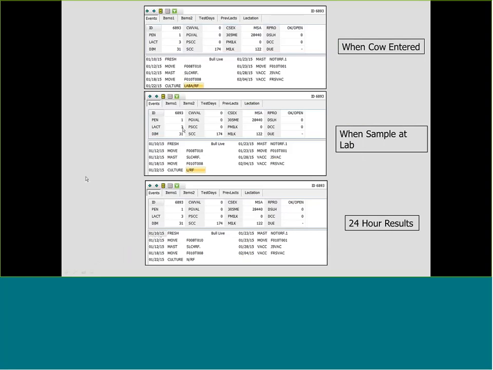We can follow this right in DairyComp. So at this particular dairy, cow 6893 had a mastitis event here on 1/22, and when it's in the computer and awaiting to get to the lab, it says Lab A, awaiting, and this happened in her right front. When the sample gets to the lab, when we accession it, this changes in DairyComp from Lab A to L. 24 hours later, turns out she had an N, no growth.